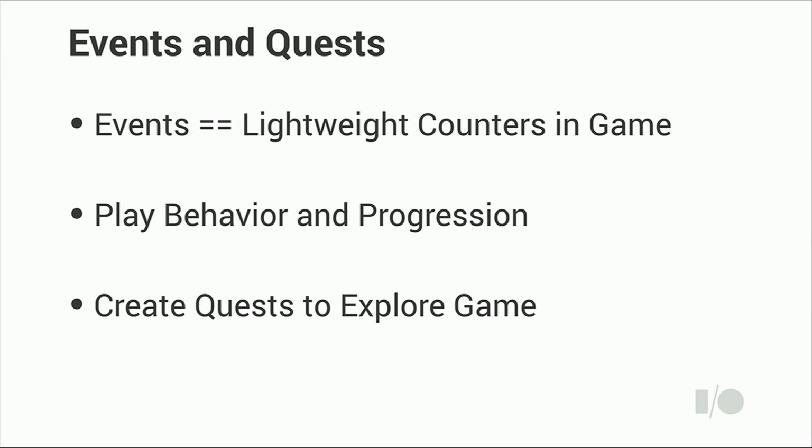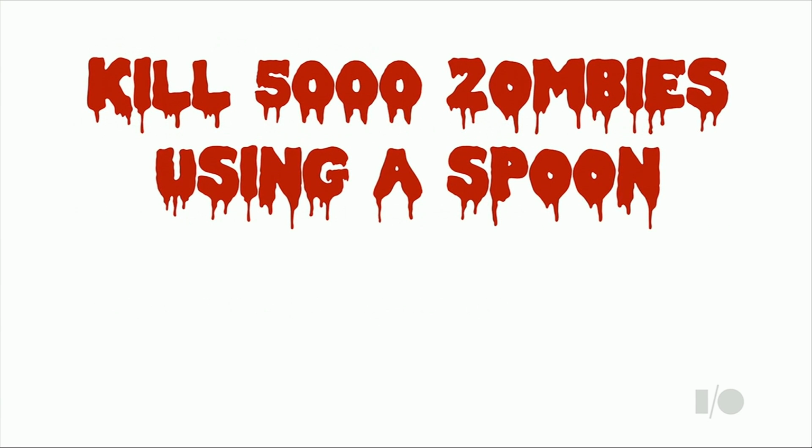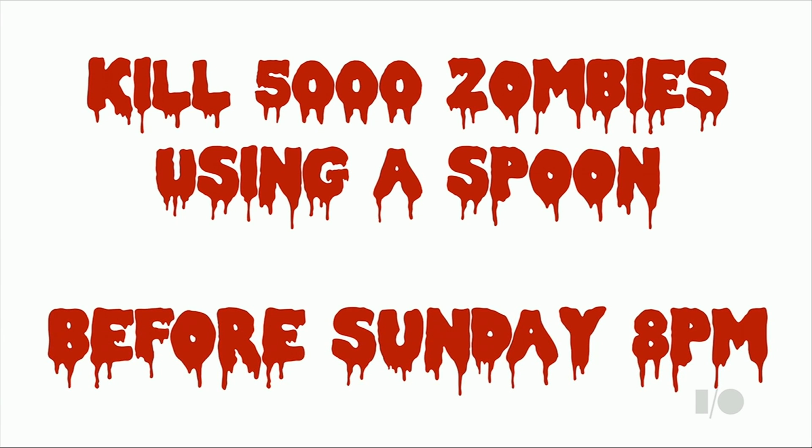And that brings us over to quests. Because these events, you can then create quests based on those. So one example would be: kill 5,000 zombies using a spoon before Sunday 8 p.m.